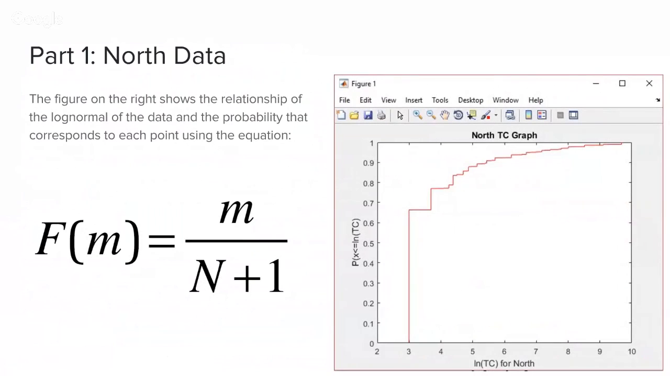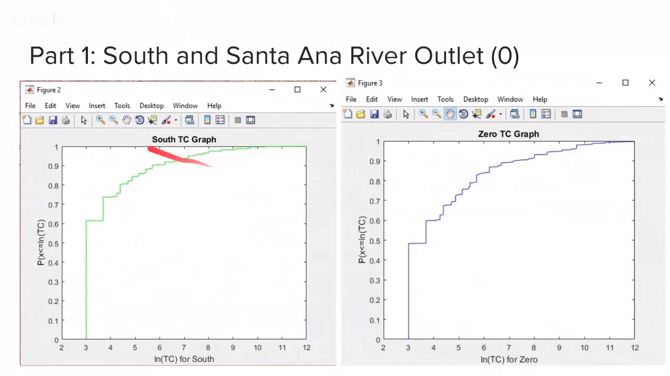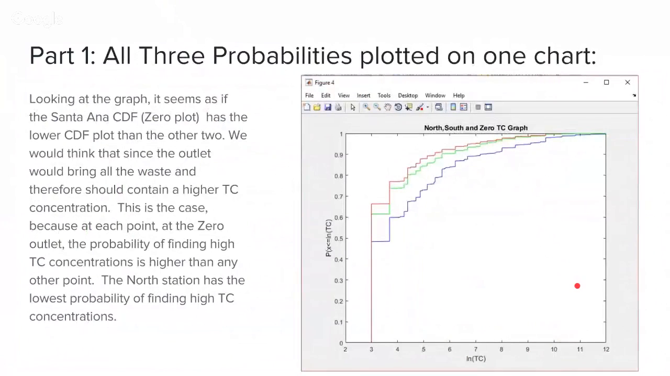So first off, analyzing the different stations. We had this equation for finding the CDF. It was basically the number of occurrences for a particular level of TC with regards to the total number of samples that were taken. So that's our north station CDF. The next, this is our south, and here's the 0 station. What we wanted to do now was compare all of them together, so we put them all on the same graph.